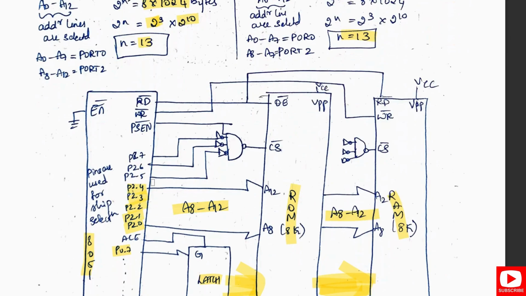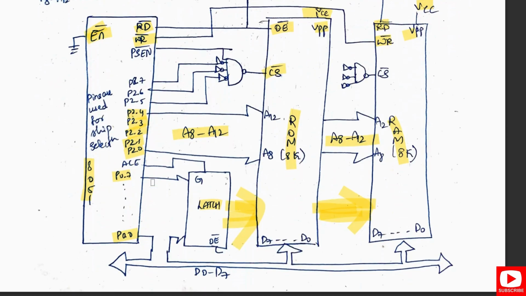So the remaining pins are connected to CS bar. Also you have to note, the enable pin should be grounded, read and write signals to be connected to the RAM, and OE bar for the read signal, and connect the VCC for both the RAM and ROM. So finally, don't forget to connect the data lines, all the D0 to D7 from the microcontroller to the RAM and to the ROM.